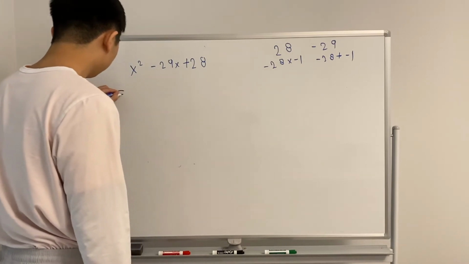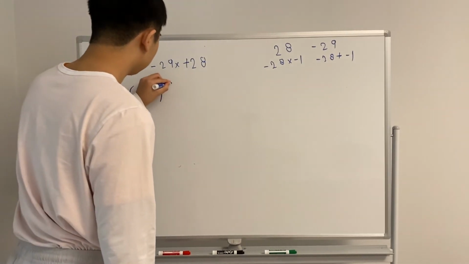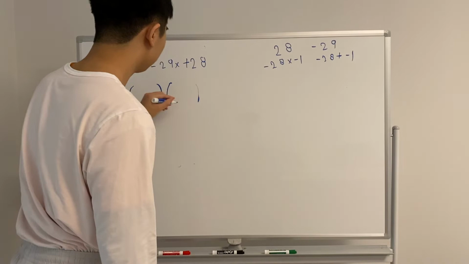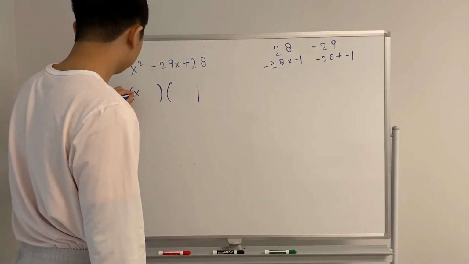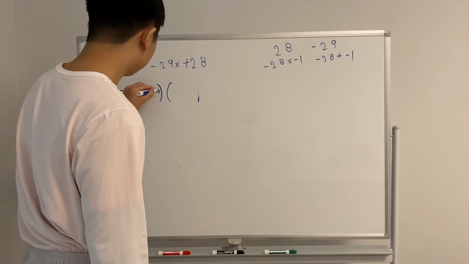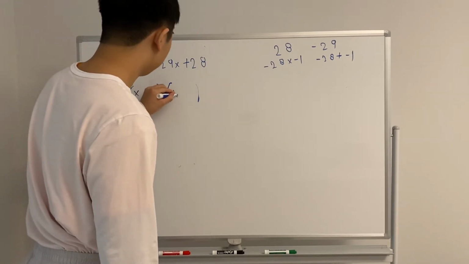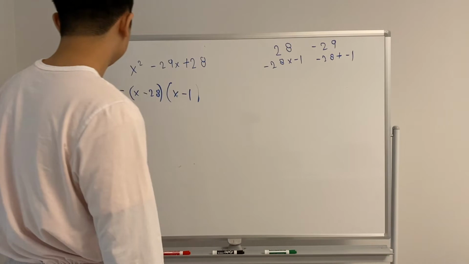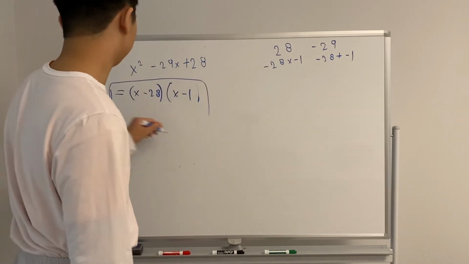So, equals, in the brackets, we have x minus 28, and we have x minus 1. So that is the answer.